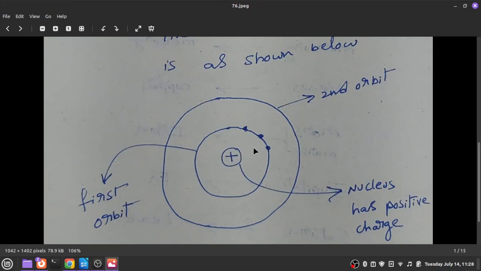Anyway, I have shown the simplest model. An atom's center is a nucleus which has positive charge. There is one orbit called the first orbit and a second orbit. In the first orbit only I have shown electrons. These electrons can move from lower orbit to higher orbit, and move from higher orbit to lower orbit. That we see in the next slide.